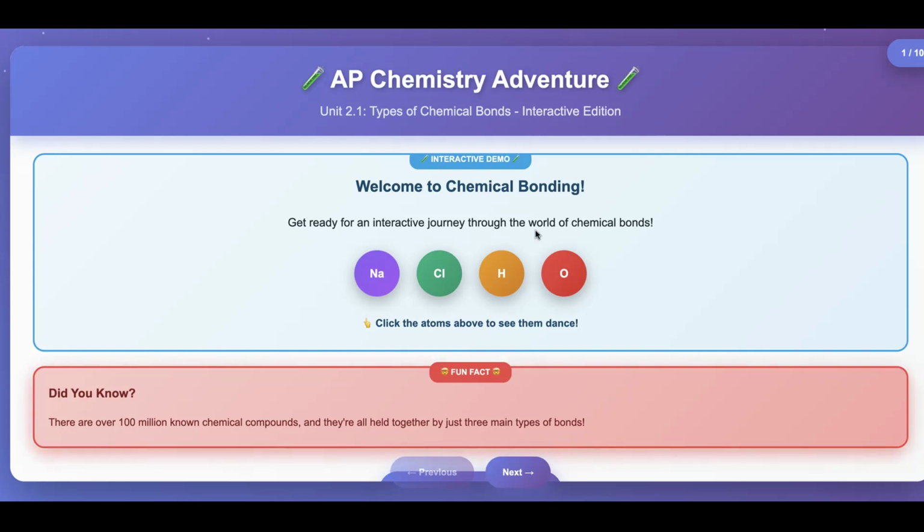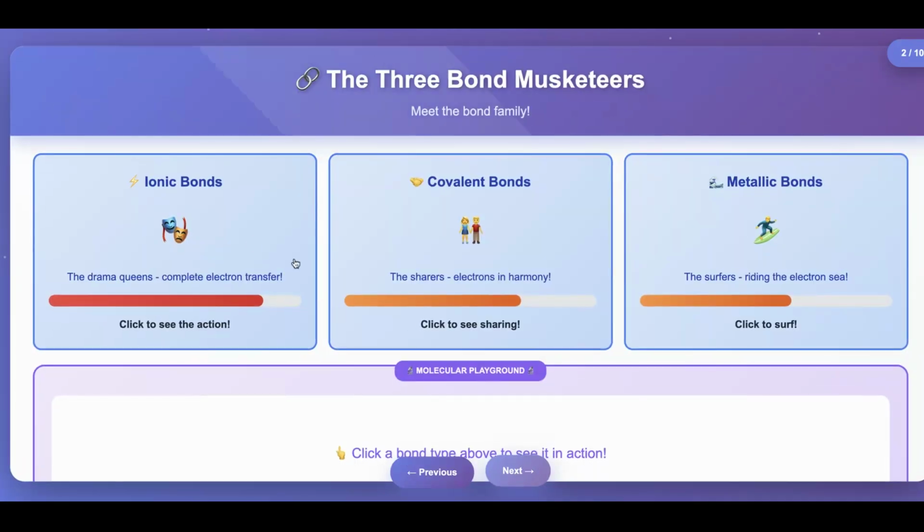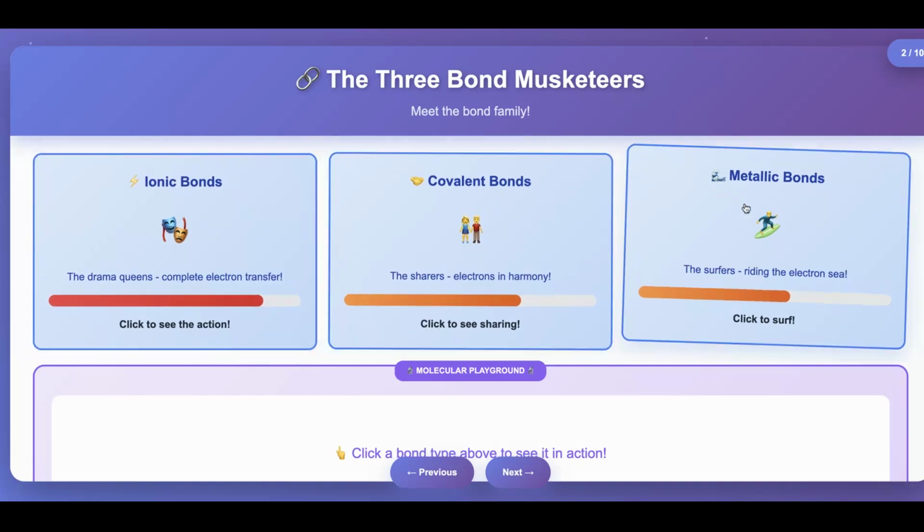You know that there are 100 million known chemical compounds and maybe more, but they are all held together by just 3 types of bonds. What are these bonds? I have only 3 types: the ionic bonds, the covalent bonds, and the metallic bonds.